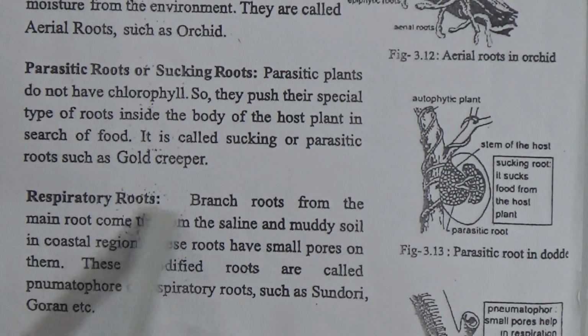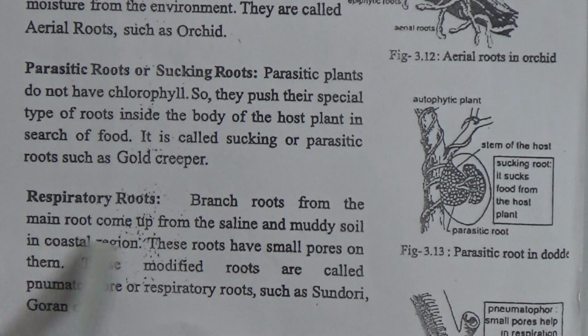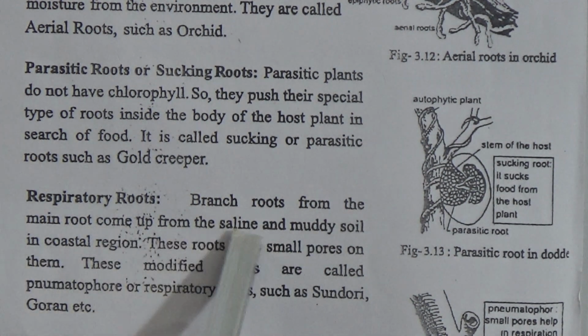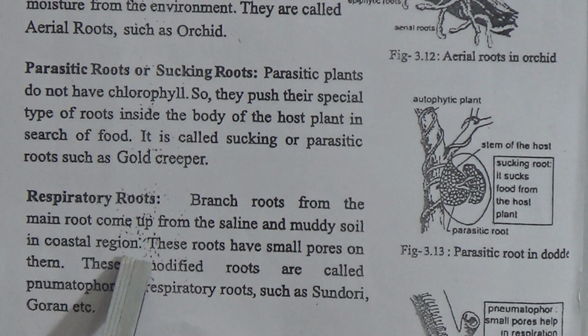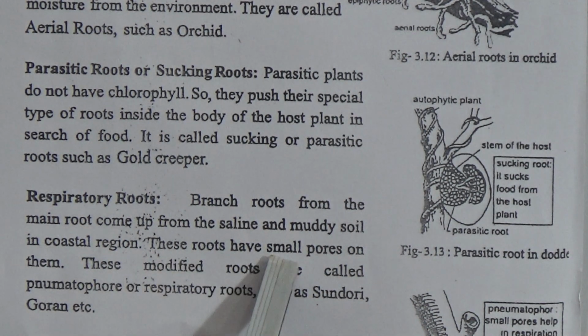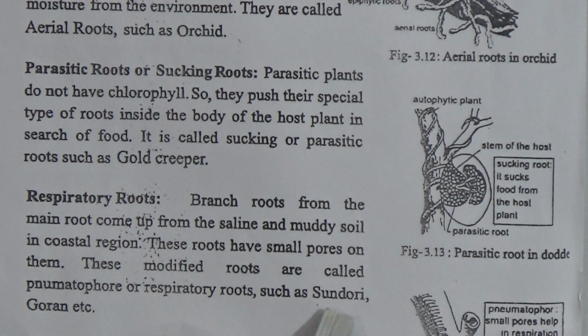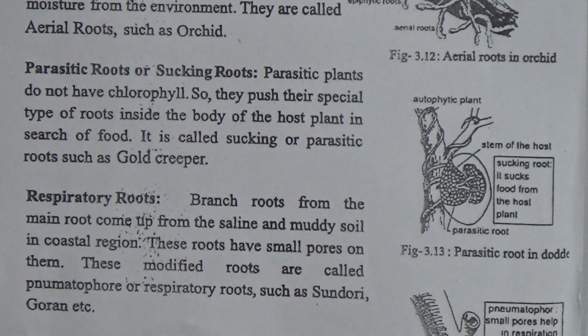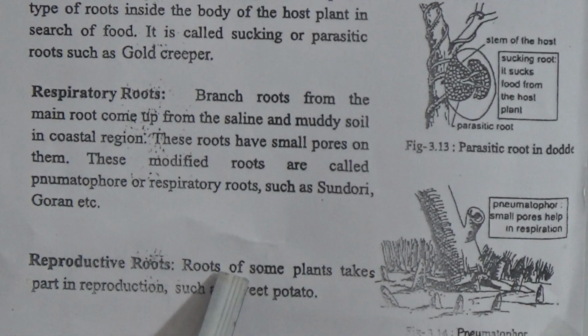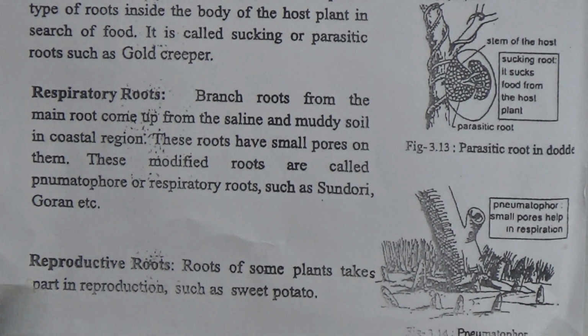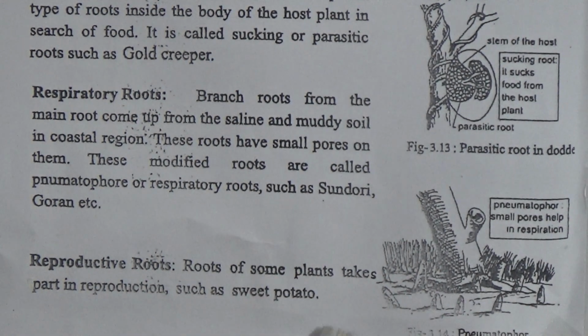Respiratory roots. Branch roots from the main root come up from the saline and muddy soil in coastal region. These roots have small pores on them. These modified roots are called pneumatophore or respiratory roots such as Sundari, Goran, etc. And next point is reproductive roots. Roots of some plants take part in reproduction such as sweet potato.